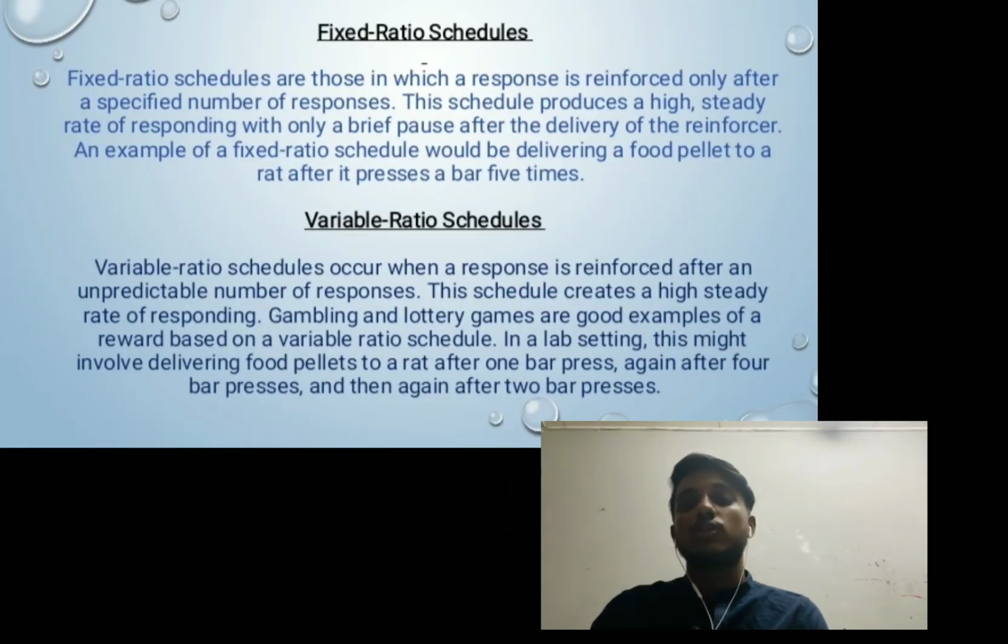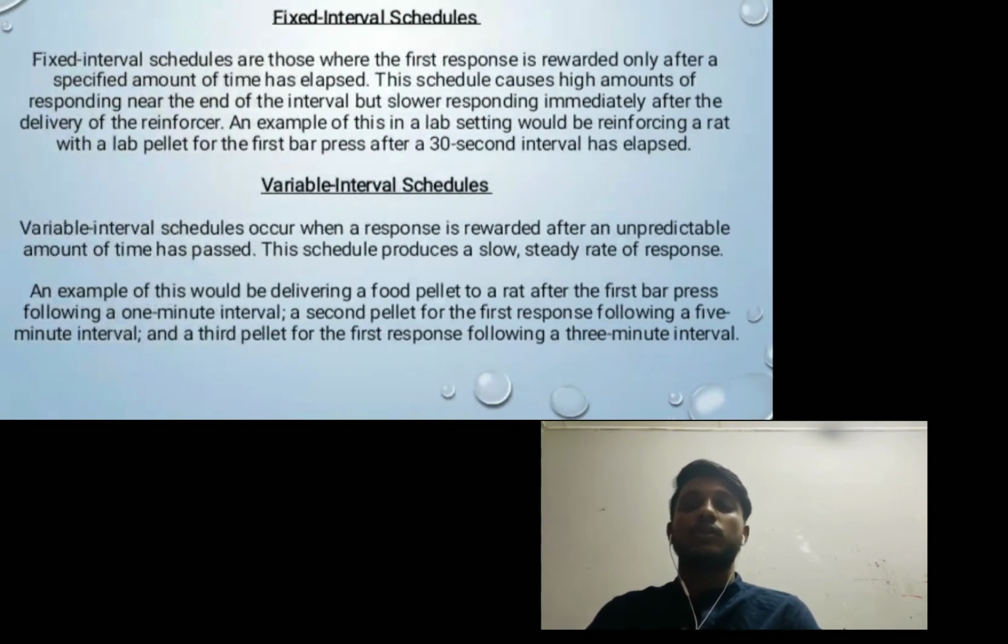There are four schedules of partial reinforcement. First, fixed ratio schedules are those in which a response is reinforced only after a specific number of responses. This schedule produces a high, steady rate of responding with only a brief pause after the delivery of the reinforcer. Second, variable ratio. Variable ratio schedules occur when a response is reinforced after an unpredictable number of responses. This schedule creates a high, steady rate of responding. Gambling and lottery games are good examples of a reward based on a variable ratio schedule.